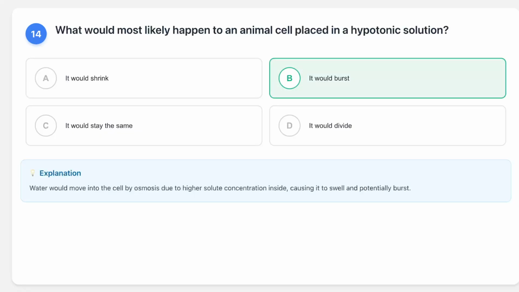Explanation. Water would move into the cell by osmosis due to higher solute concentration inside, causing it to swell and potentially burst.